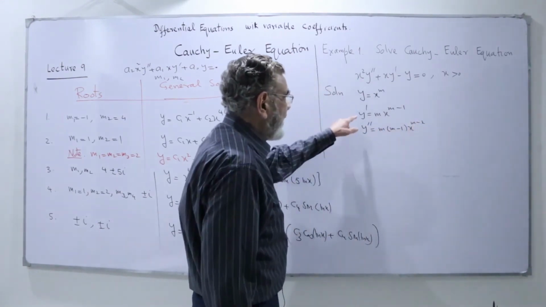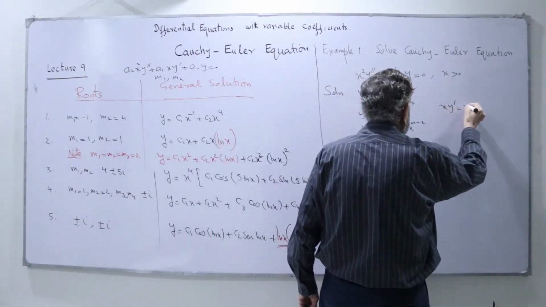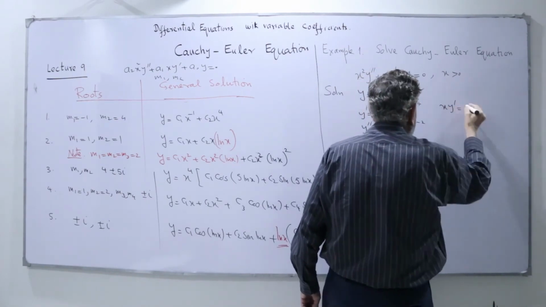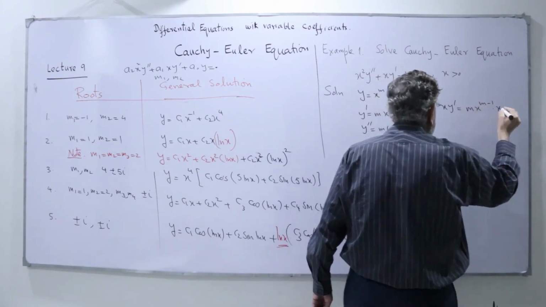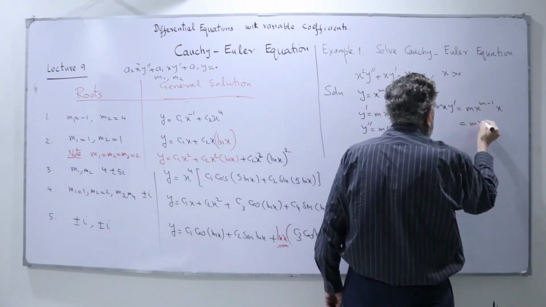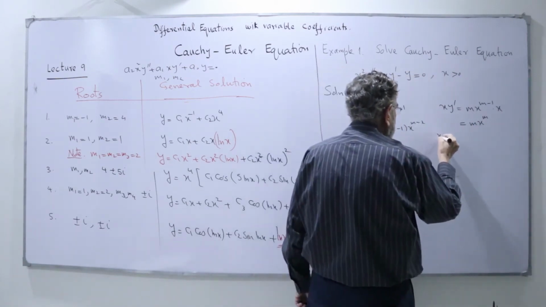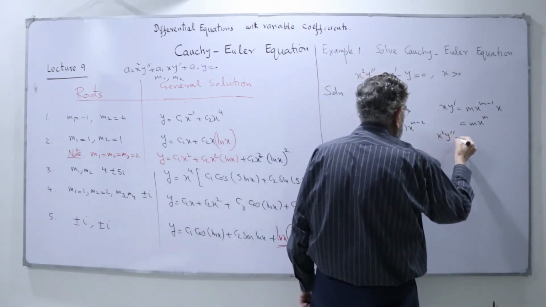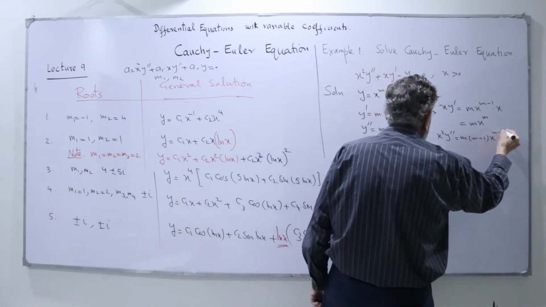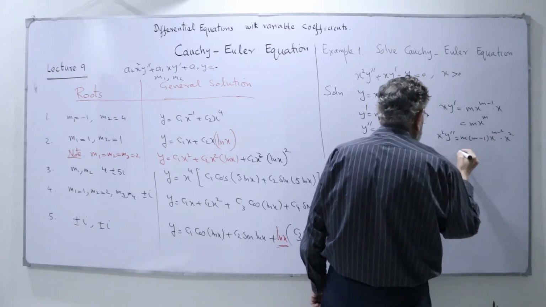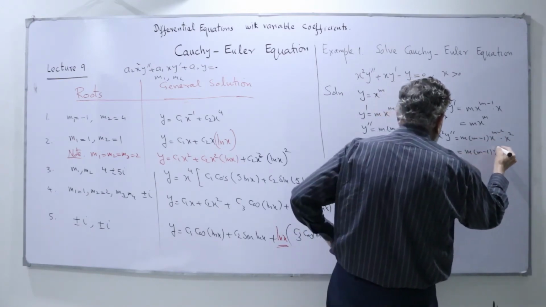I multiply here by x. I get x y dash is equal to x m x to the power m minus 1 into x, and that will give me m x to the power m. Then I have x square y double dash, which is equal to m into m minus 1 x to the power m minus 2 into x square. So x square is cancelled. We get m into m minus 1 x to the power m.